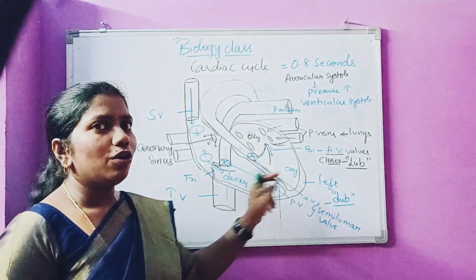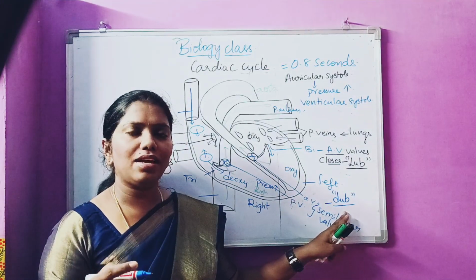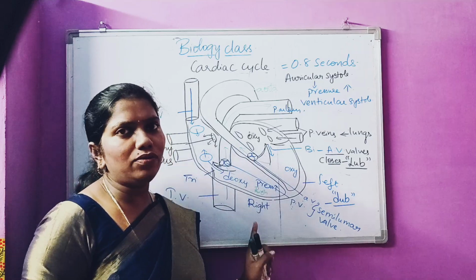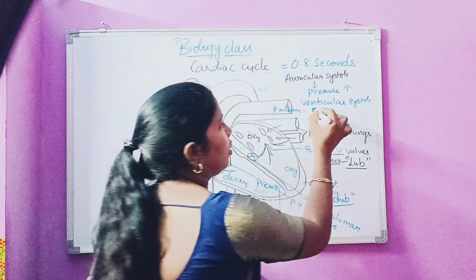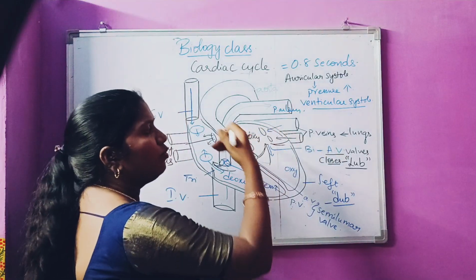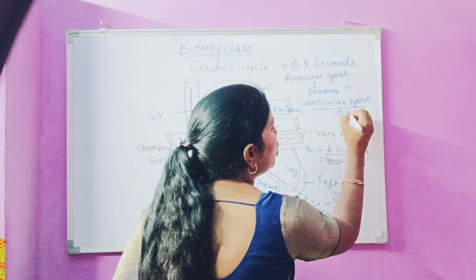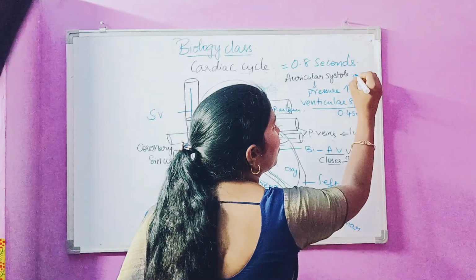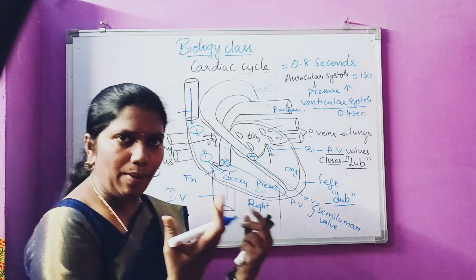Understood? So closure of AV valves brings the first sound lub and the second sound dub upon closing of the semilunar valves. So this is about ventricular systole. As the ventricles contract, the blood moves into the respective arteries. So it is 0.4 seconds and this is 0.1 seconds. So the blood is completely pumped outside.